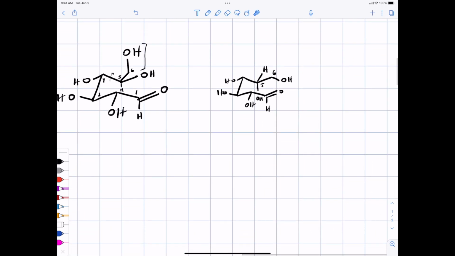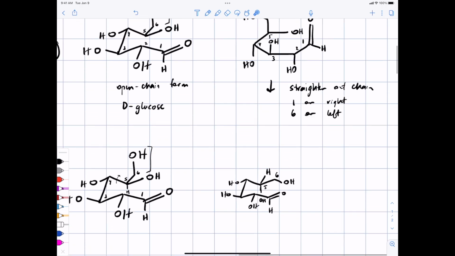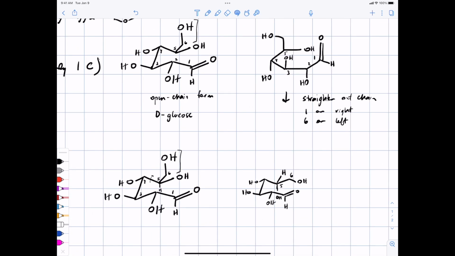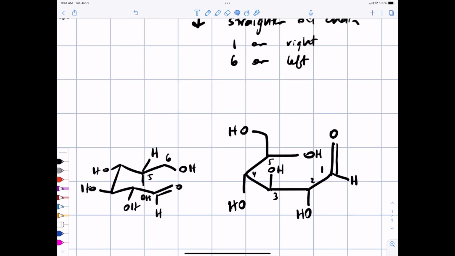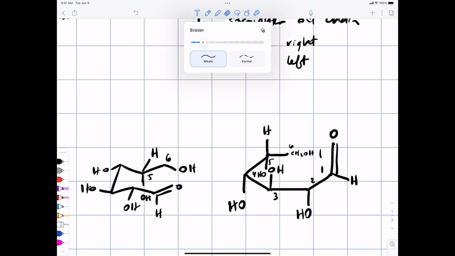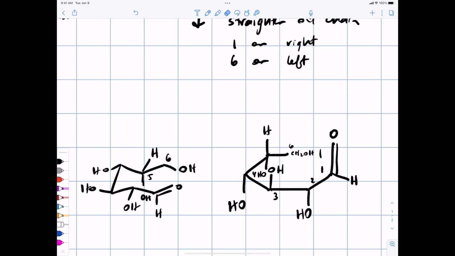Okay, with that in mind now, we can redraw this Haworth projection, and if we have carbon 6, the CH2OH group, then a hydrogen would be pointing upward and an OH would be pointing downward. If you're frustrated, so am I. I did not make this up.